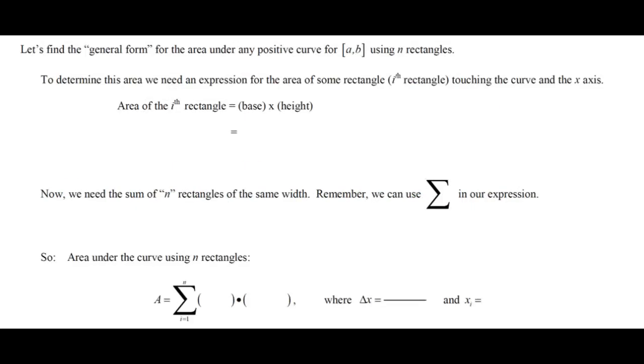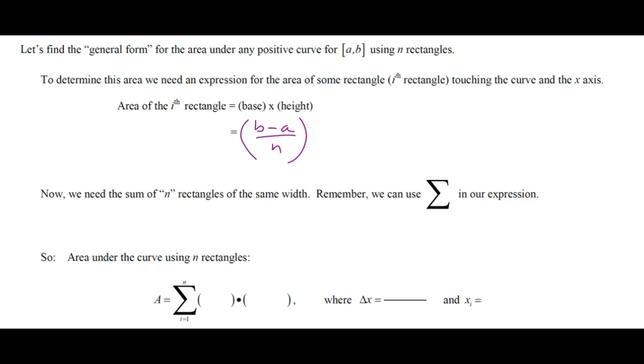So let's find the general form for the area under any positive curve from A to B, closed interval, including A and B, using n rectangles. To determine this area, we need an expression for the area of some rectangle, the ith rectangle. The ith rectangle's base is just delta x, right? But what's our expression for delta x? B minus A over n.